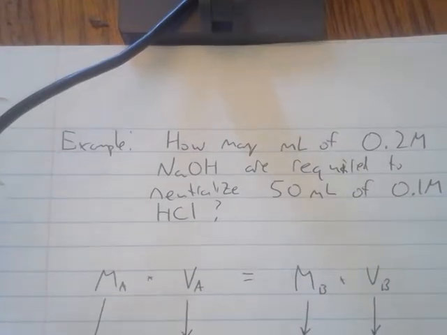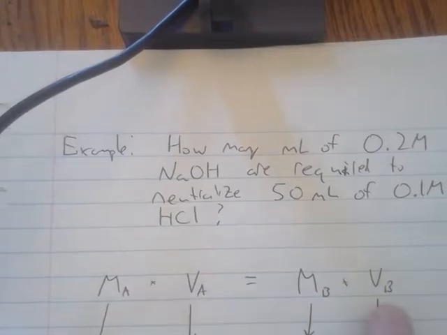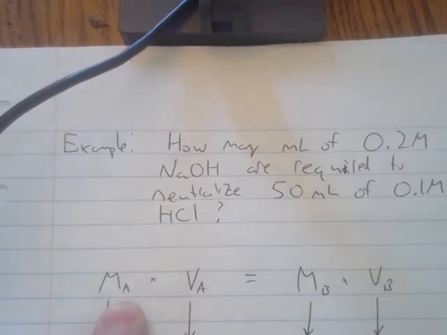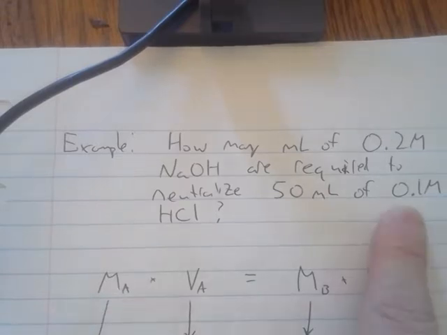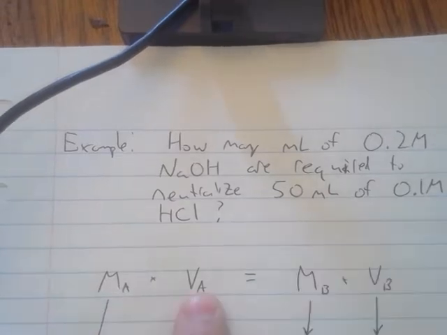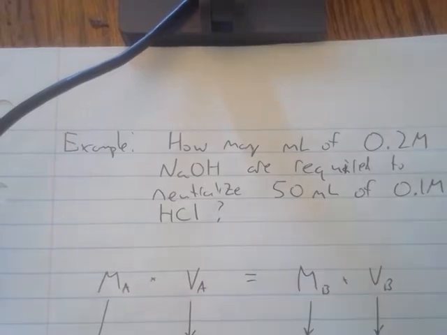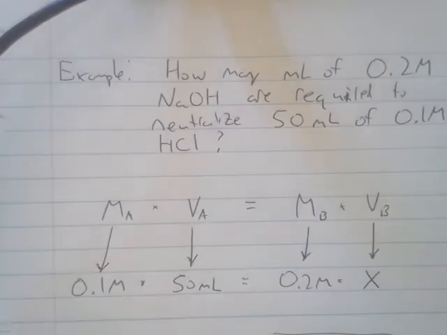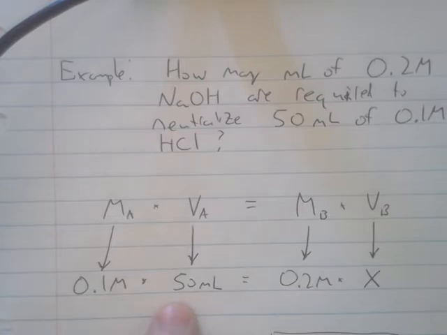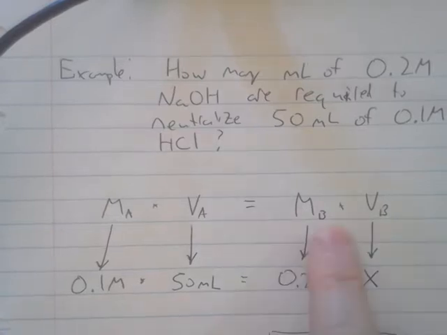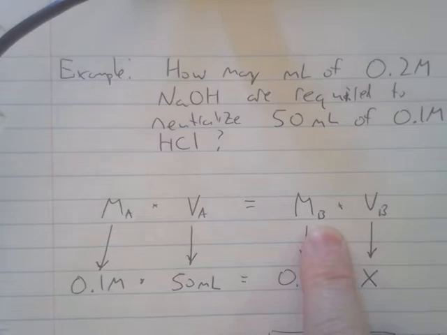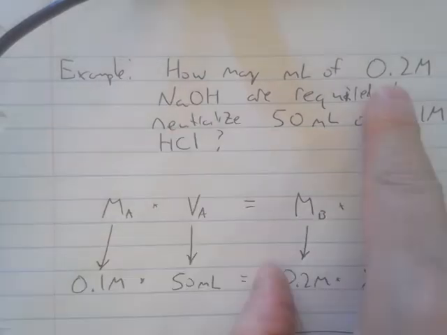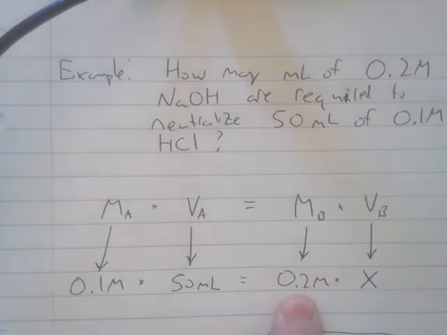Well, again, Ma is the molarity of the H+, which is the molarity of the acid, and that's 0.1 molar. Va is the volume of that acid, that's 50 milliliters. So scrolling down here, it's going to be 0.1 times 50 equals, now what's Mb? That's the molarity of the OH minus, or the base, and the base is NaOH, so that's 0.2 molar. I put it right there, which means all I need to solve for is what I was asking for, the milliliters of that base, which is going to be X.